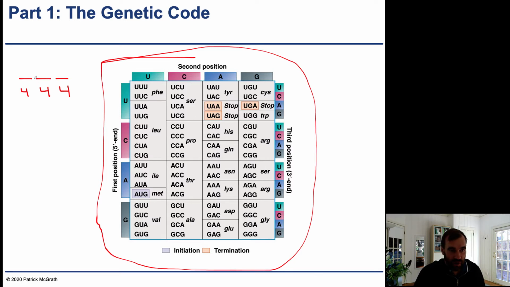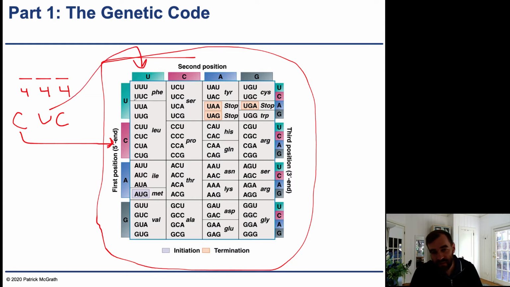So let's start with one. Let's say we were interested in knowing what CUC was. So how do we use this table? The first position is on the left, and so we look at this part of the table. The C is the first position, the U is the second. So the top of the table lists the second, and then the C, the third position, is listed on the right-hand side of the table. But in order to use that, you first have to know what the first position is.